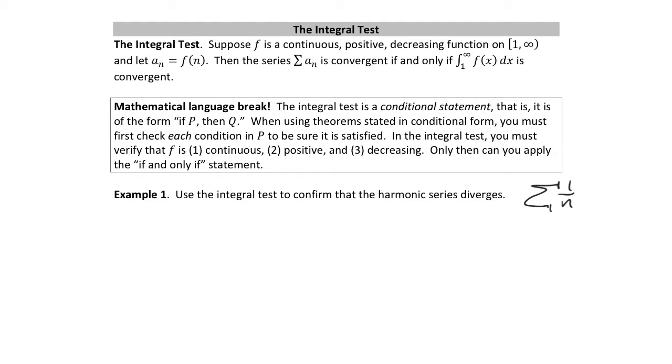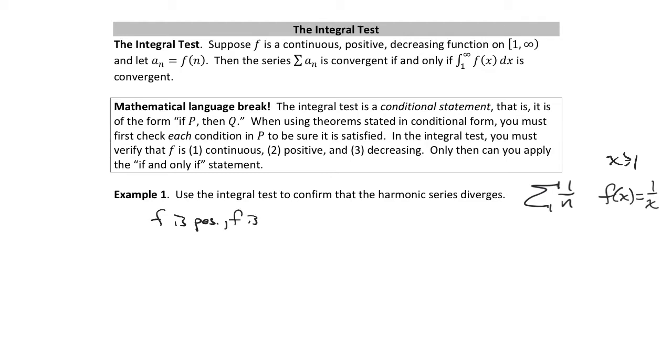What I'm going to do is I'm going to create a function. I'm going to let f of x be 1 over x. Where does that 1 over x come from? It just comes from changing all of the n's in my sequence to x's. Now, let's talk about 1 over x. x is going to be greater than or equal to 1. So f is positive because x is greater than or equal to 1. 1 divided by a positive number will be positive.